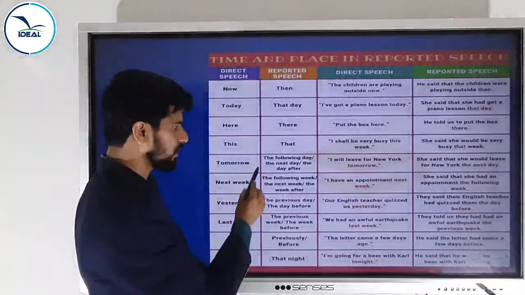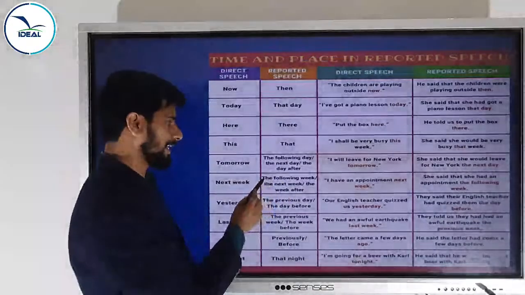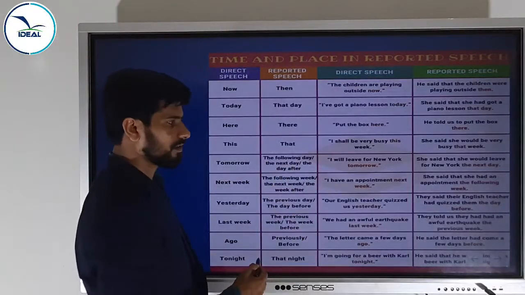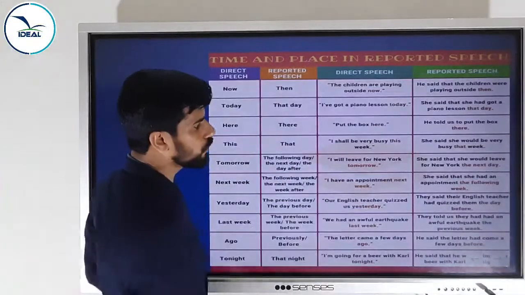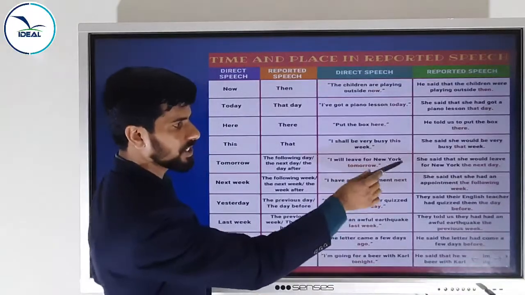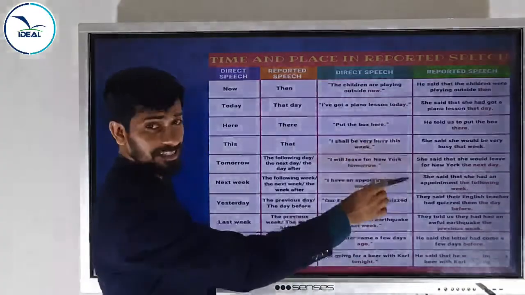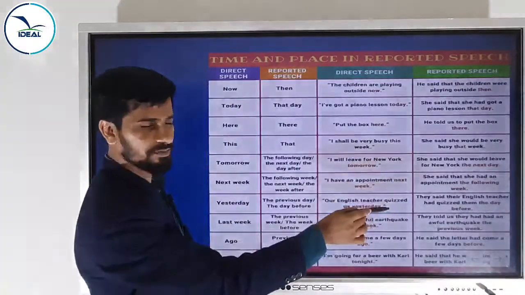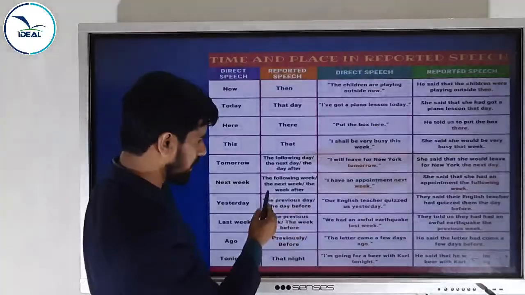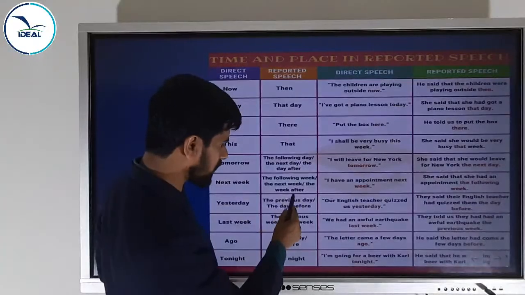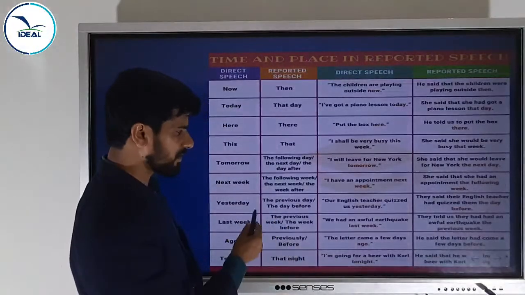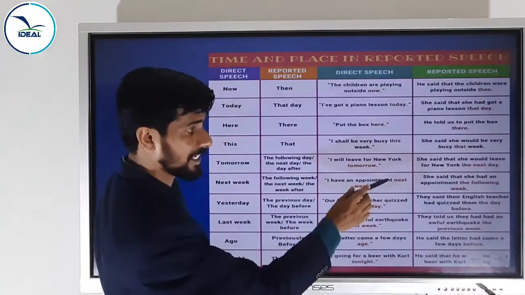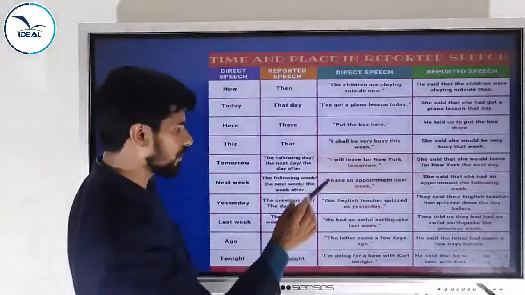What happens to "tomorrow"? "Tomorrow" is converted as "the following day", or "the next day", or "the day after". Okay, "I leave for New York tomorrow." She said that she would leave for New York the next day. "Will" becomes "would", and "tomorrow" becomes "the next day". Okay, "next week" becomes "the following week", or "the next week", or "the week after". "I have an appointment next week." She said that she had an appointment the following week.